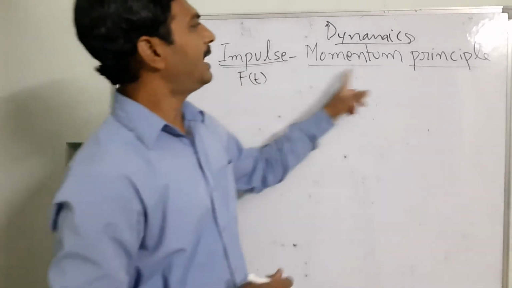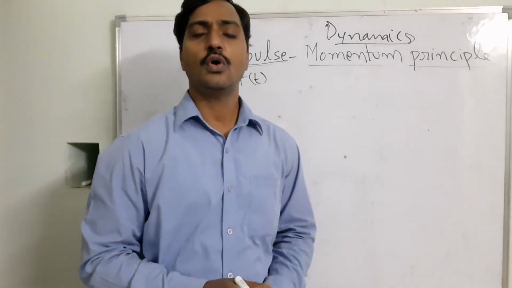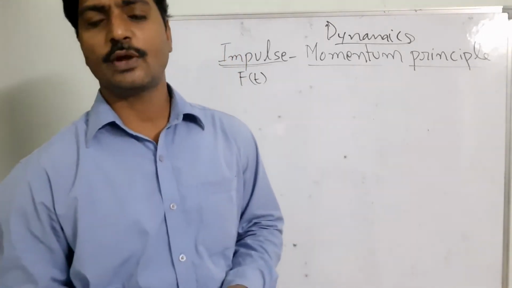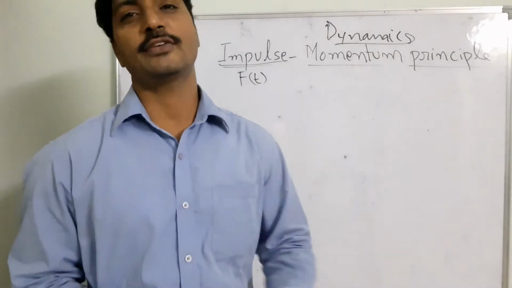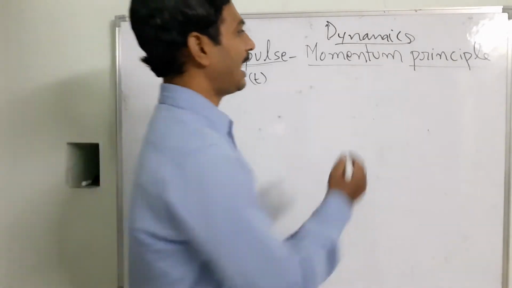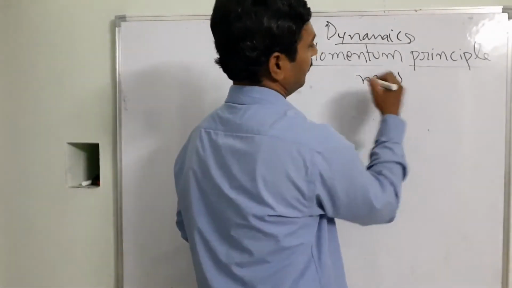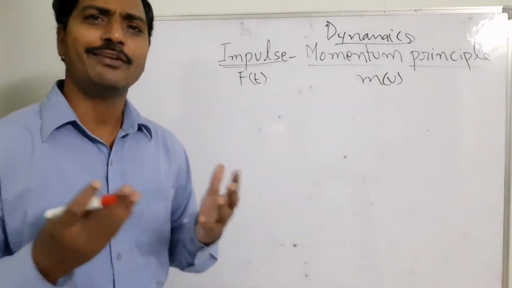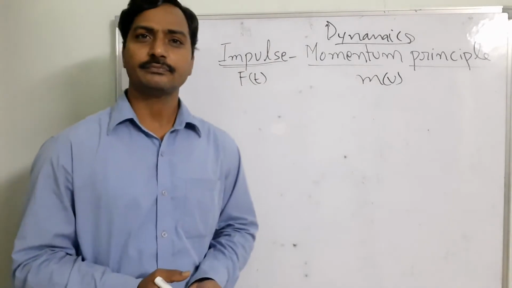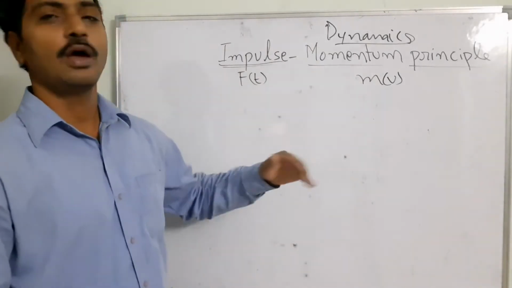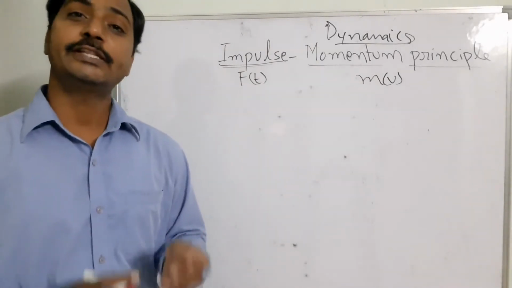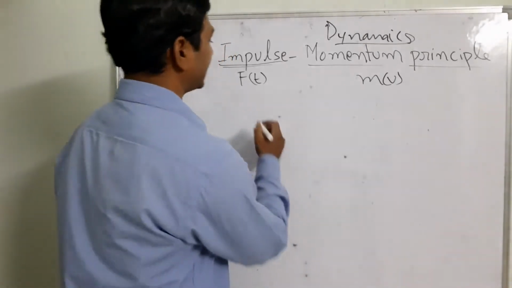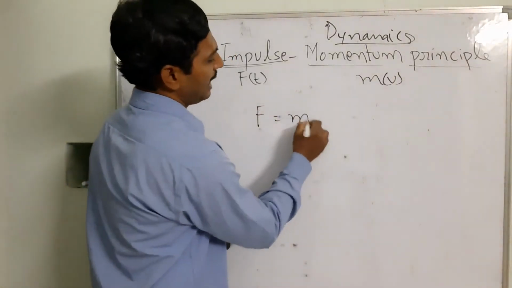Then what is the momentum principle? For momentum, we always take mass into velocity. By combining these two, how can we write the equation? We derive it using Newton's second law. What is Newton's second law? F is equal to m into a.